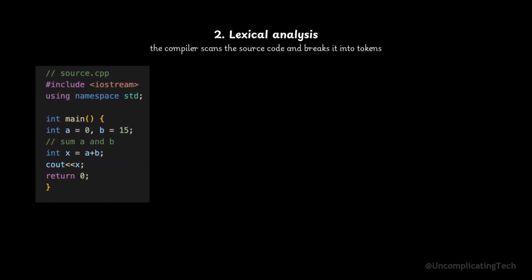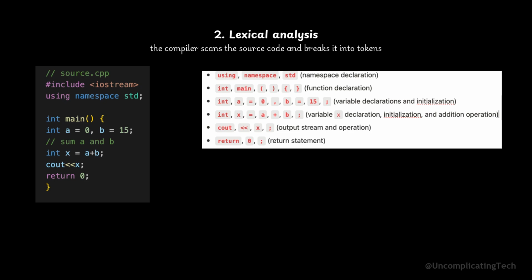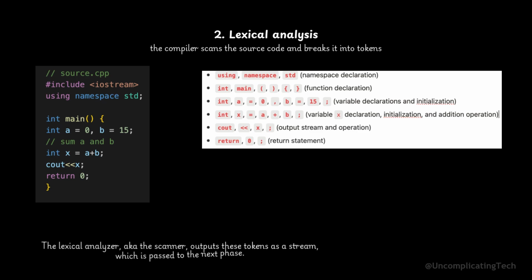After preprocessing, the compiler scans the source code and breaks it into tokens. Tokens are the smallest units of the program, such as keywords, identifiers, operators, and punctuation. The lexical analyzer will then break the code into these tokens from our source code. The lexical analyzer, also known as the scanner, outputs these tokens as a stream, which is passed to the next phase.